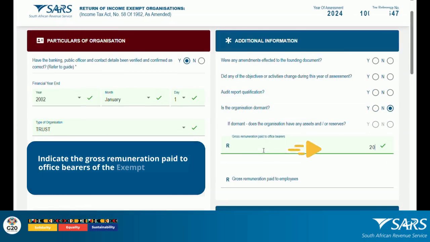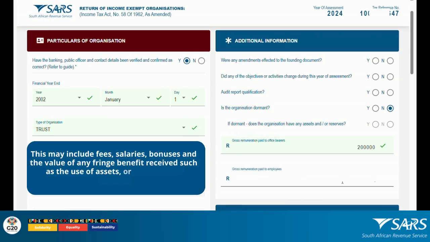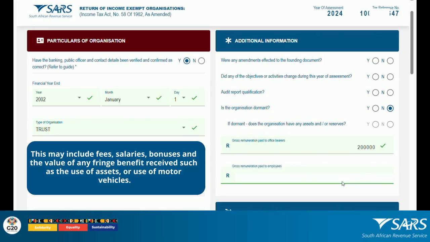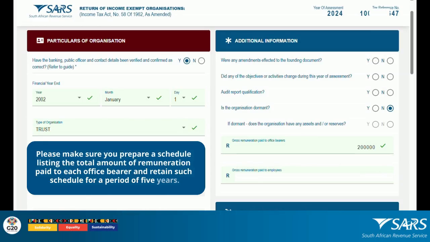Indicate the gross remuneration paid to office bearers of the exempt institution. This may include fees, salaries, bonuses, and the value of any fringe benefit received, such as the use of assets or use of motor vehicles. Please make sure you prepare a schedule listing the total amount of remuneration paid to each office bearer and retain such schedule for a period of 5 years.